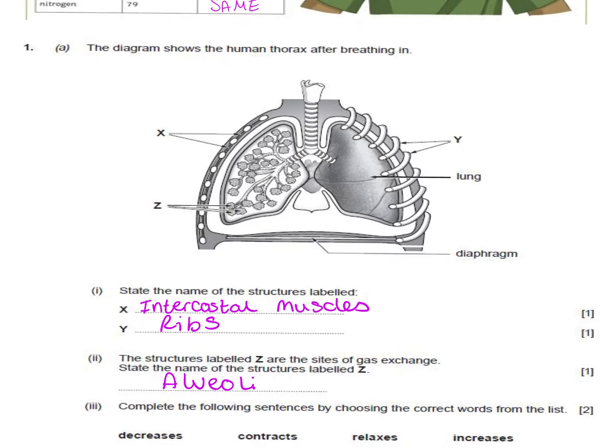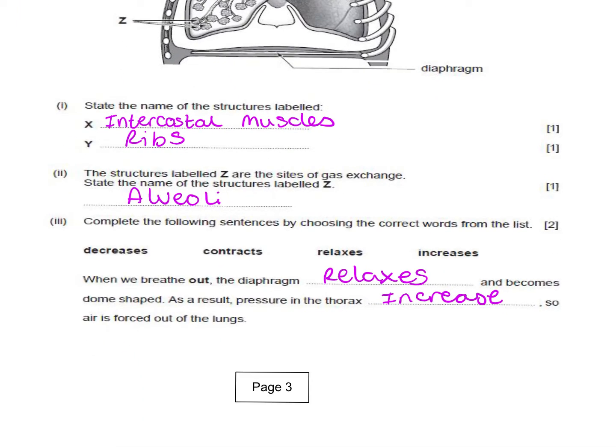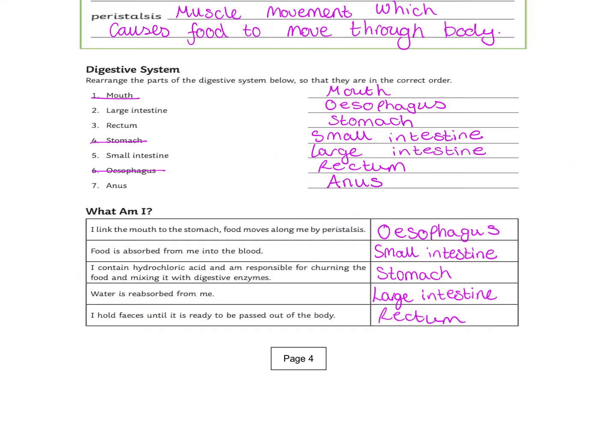Another labelling picture. So you've got your intercostal muscles here. And then your ribs are these white bits by here. Okay, so just be careful of that. It's a question. They're your ribs. And they've done them on this side, which is a bit nice of them. Structure labelled Z would be the alveoli. And then when you breathe out, your diaphragm relaxes and becomes dome shaped, so it goes back up. As a result, pressure in the thorax increases, so the air is forced out of the lungs.